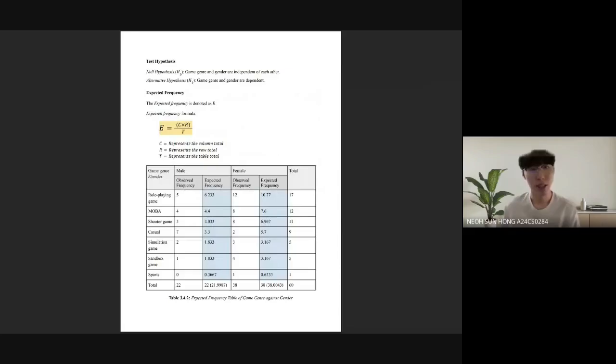Next, we want to check if there's an association between game genre and gender. To do this, we compare our observed data with expected counts, assuming there is no relationship. This is shown in table 3.4.2, the expected frequency table, where expected counts are calculated based on the overall proportions. For example, the expected number of males in role-playing games is about 6.233, while for females it is about 10.77. Similar calculations are done for other genres like mobile, shooter, etc. These expected values serve as the baseline to compare against our actual observed data.